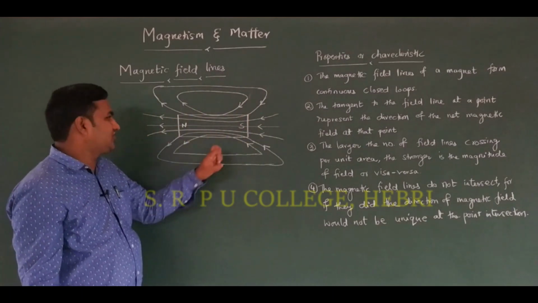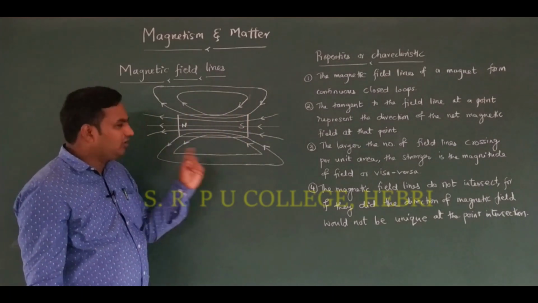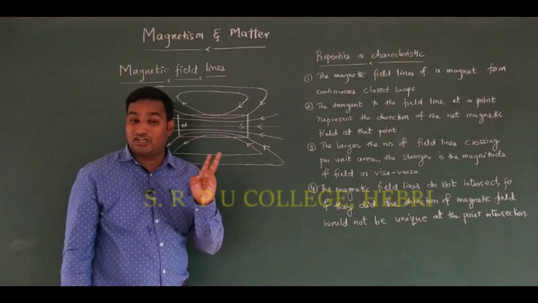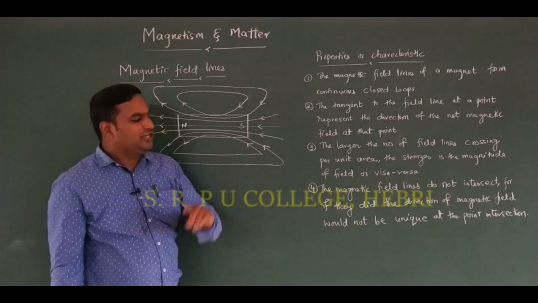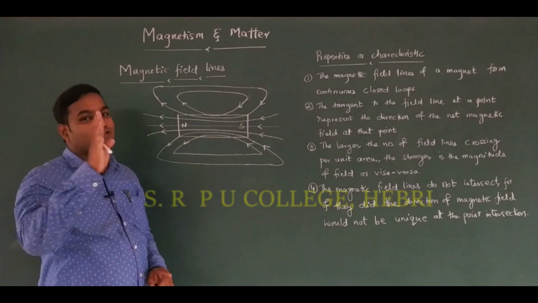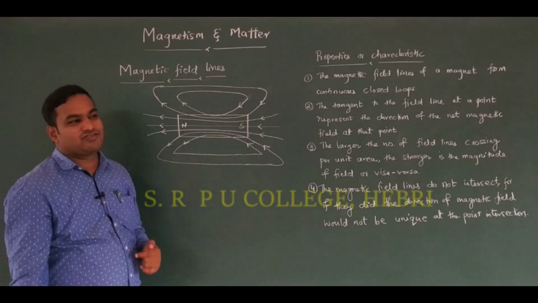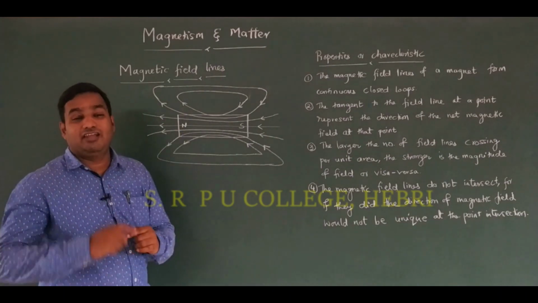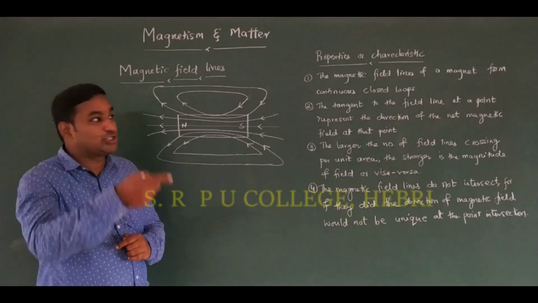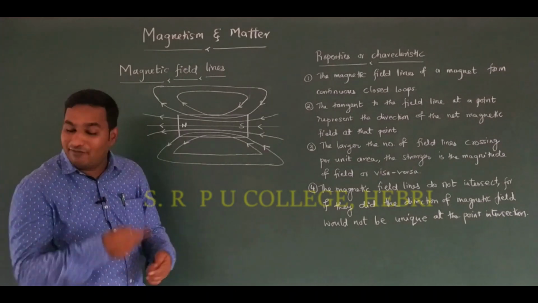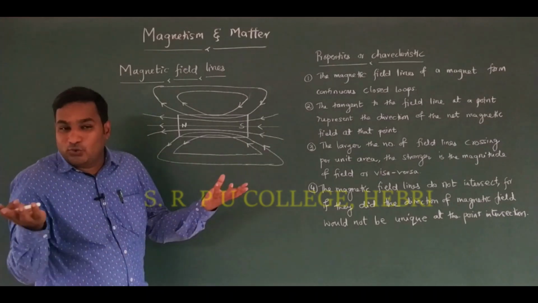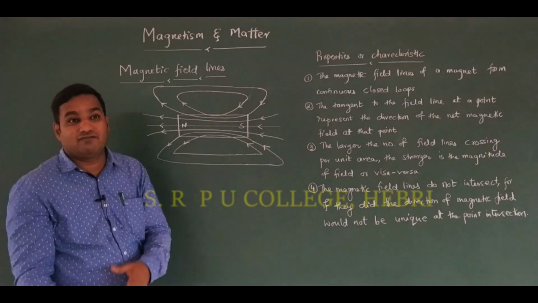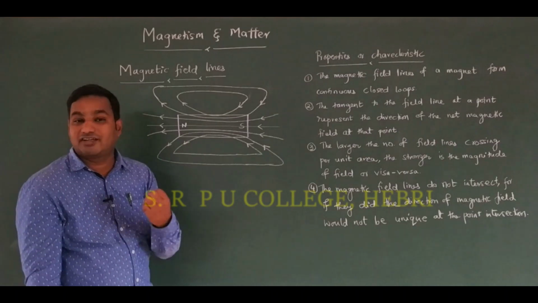When you see this diagram and compare it with the electric field lines, you observe one difference. What difference do you observe? In case of electric field lines, they never form a closed loop. That we learned. They never form a closed loop, because there are two kinds of charge, one positive and one negative, and inside a system we can't think about electric field lines.